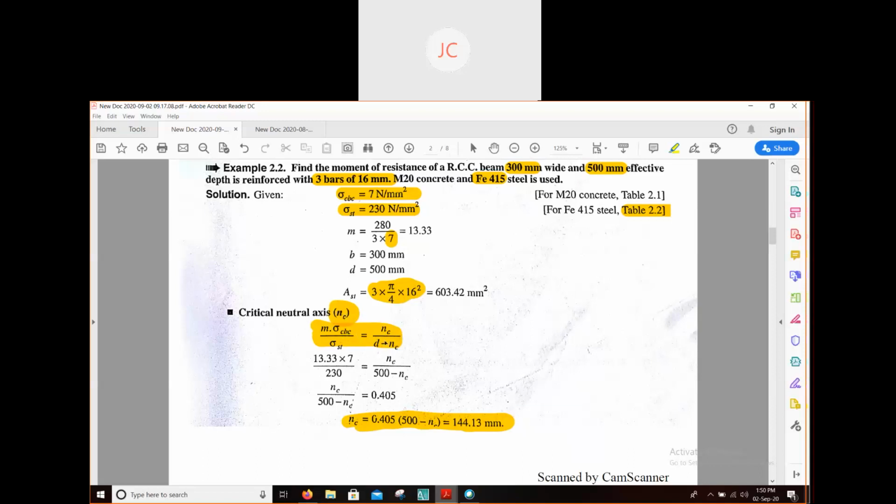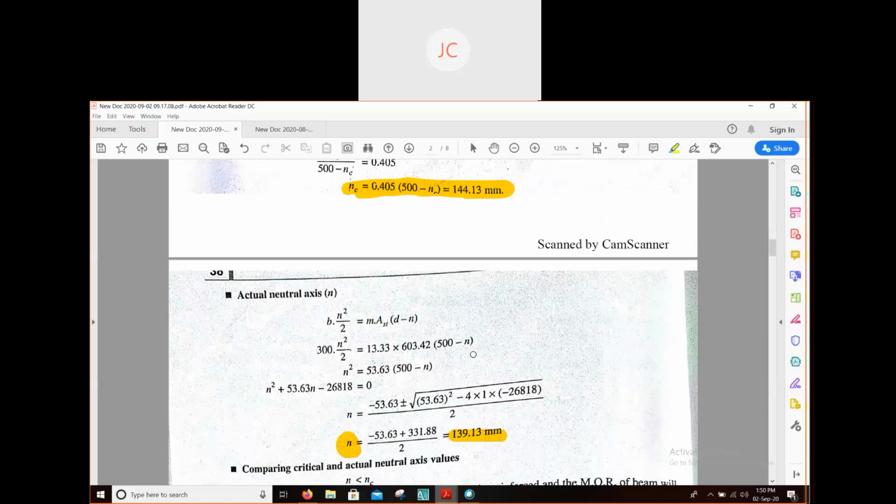Okay, so this m is known, 13.33. Sigma cbc is 7, sigma st is 230, nc is unknown, d value is 500. So after putting all the values, you will get the depth of critical neutral axis as 144.13. So next we have to find out the actual neutral axis.